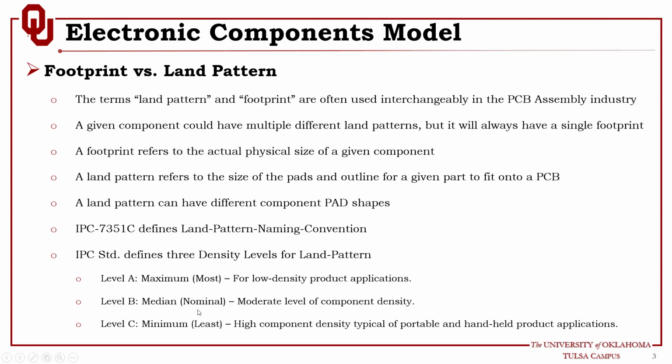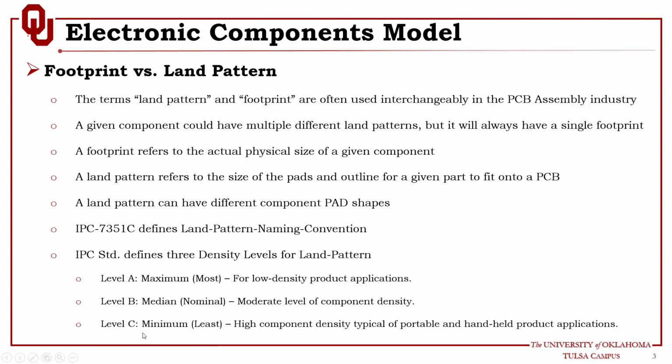The second one, level B, is nominal, which is preferred to go with all the time unless you have a high dense board. It's a moderate level of component density. So if you have a board with a moderate level of component density, the components are a little bit close to each other, then you can go with this nominal or median level B.